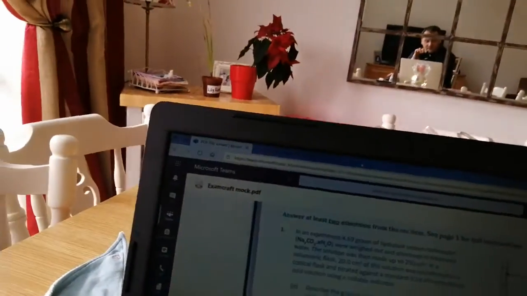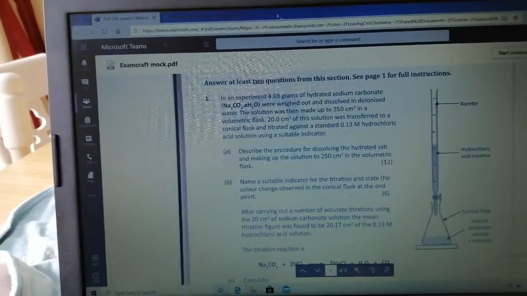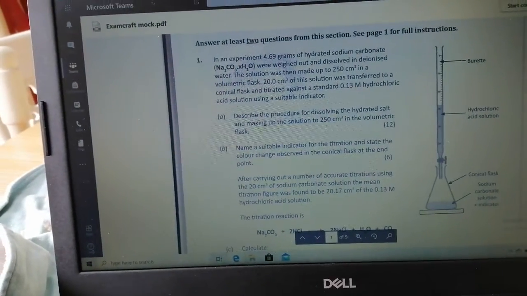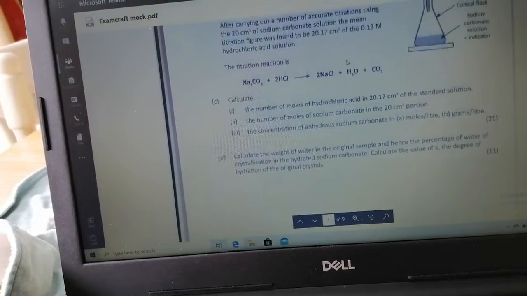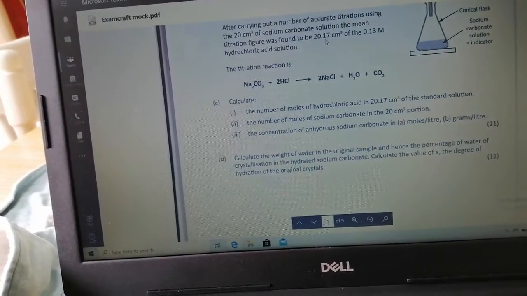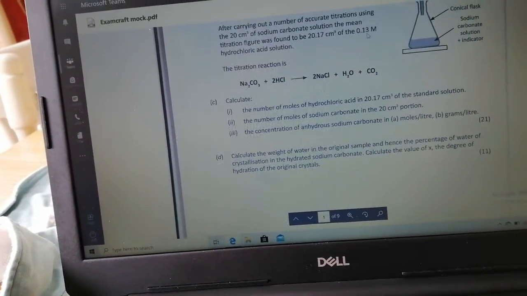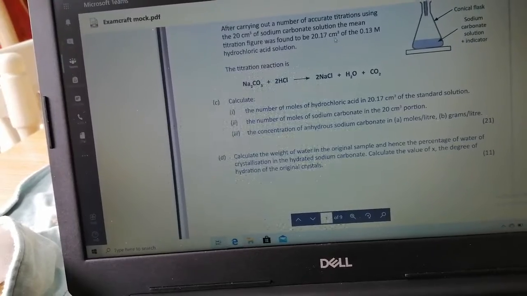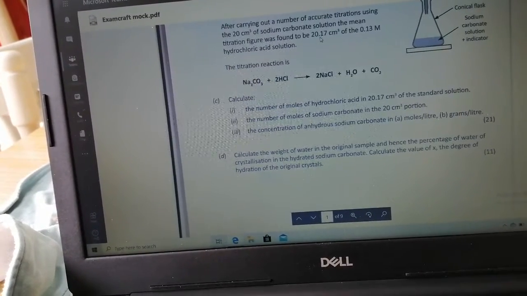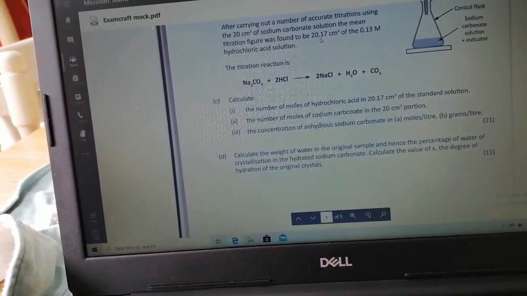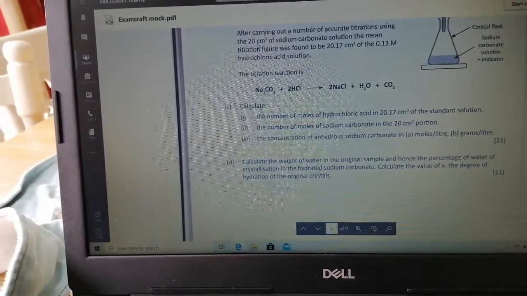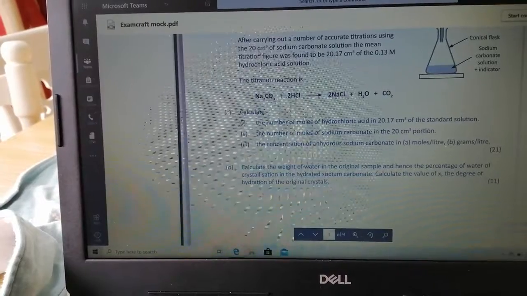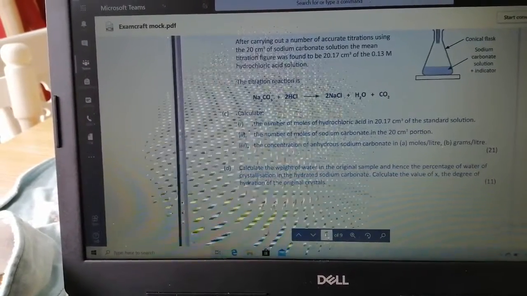What we are going to need is this down the bottom. Okay, this bit. They tell us that the concentration of the acid was 0.13 molar and the volume of it was 20.17 centimeters cubed. That's the mean titration figure. And they tell us that they used 20 centimeters cubed of the sodium carbonate.